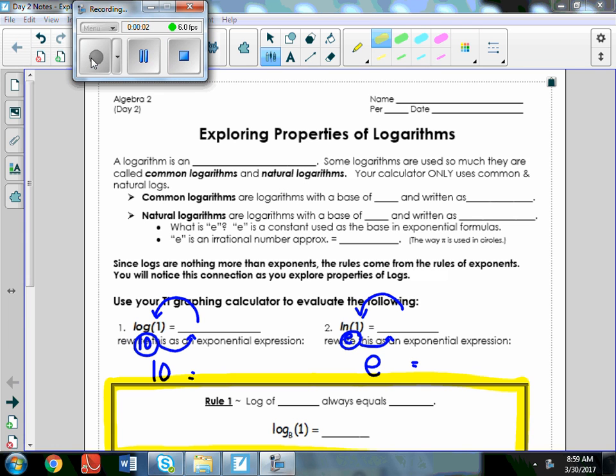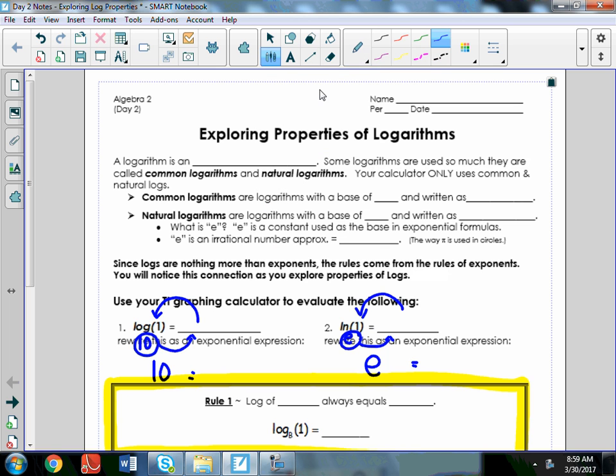Okay, so exploring the properties of logs. Let me get you guys, we're going to wrap up what you've been working on. You've been working for a few minutes on the top. So a logarithm, we kind of talked about it a little bit. It's an exponent. It's the inverse of an exponential equation. A logarithmic equation is the inverse of an exponential equation.